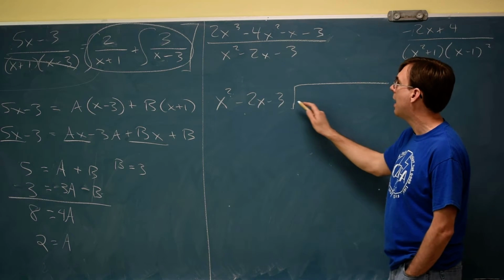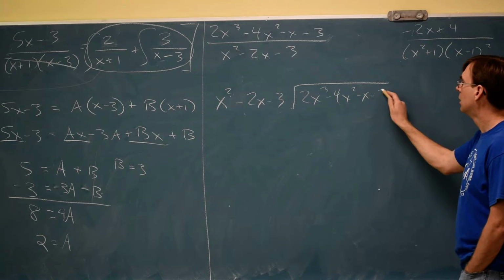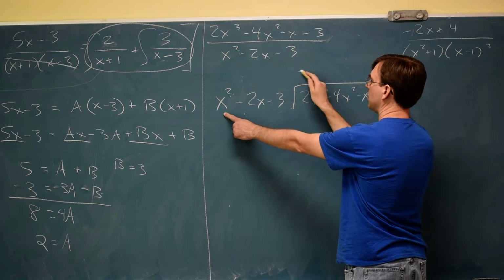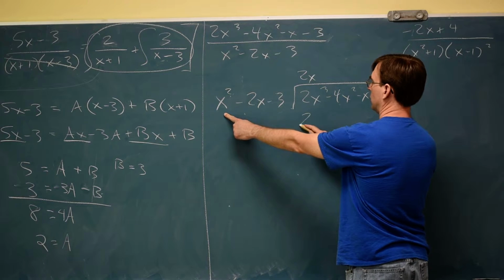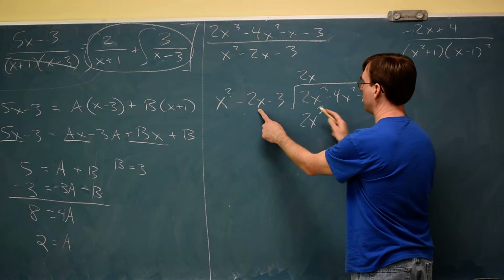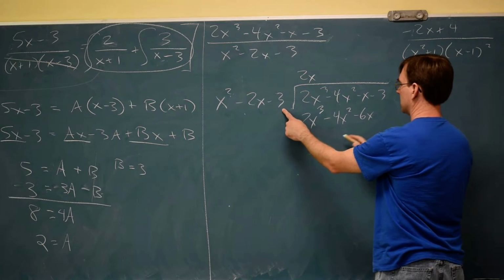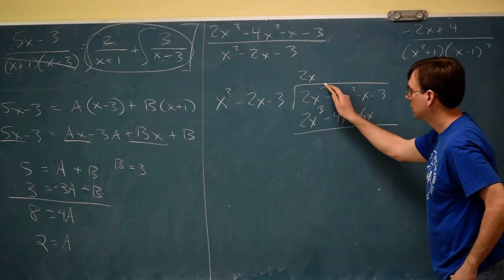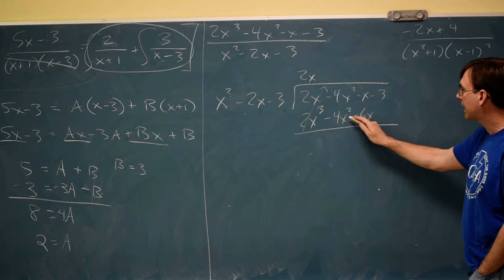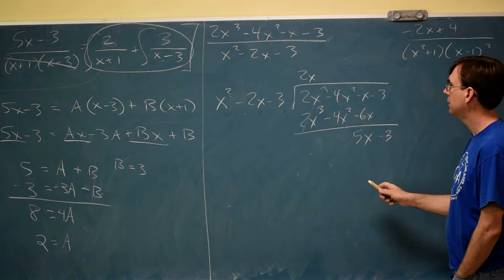So this would go out of the box. This other top would go in the box. When we divide, we just divide the leaders. So that's the 2x cubed. This has to multiply all three things. So minus a 4x squared, minus a 6x. Subtract eliminates again. Subtract makes this a plus, so 5x minus 3.